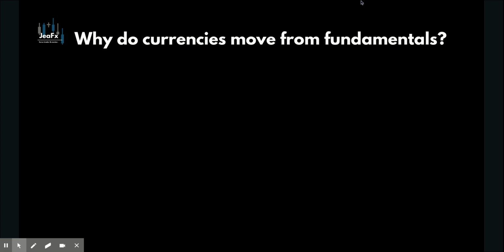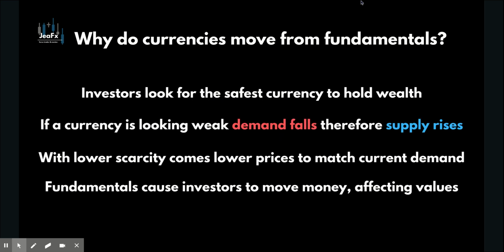Things like geopolitical events, things like Brexit, also decisions made by some of the large banks, and also a lot of economic data as well. So how well an economy is actually performing is going to have an effect upon the value of the currency. So the main reason for that is supply and demand.